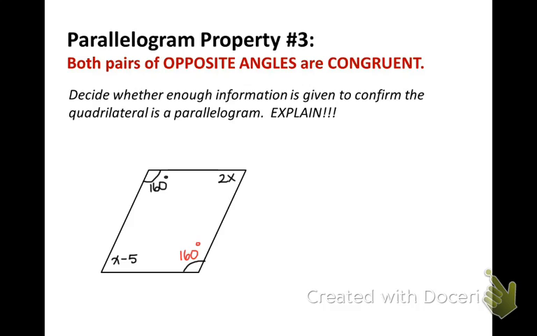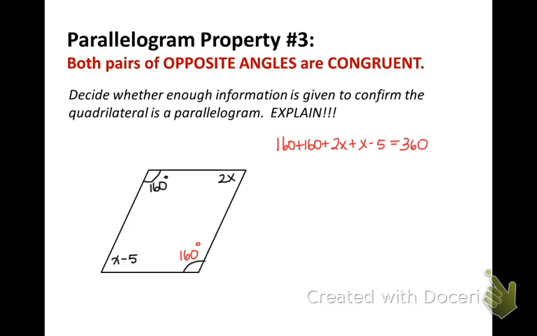Right? So your setup for this should look like 160 plus 160 plus 2x plus x minus 5. All of that has to add up to 360. That's true in a parallelogram. That's true in any quadrilateral. Right? That has to happen.